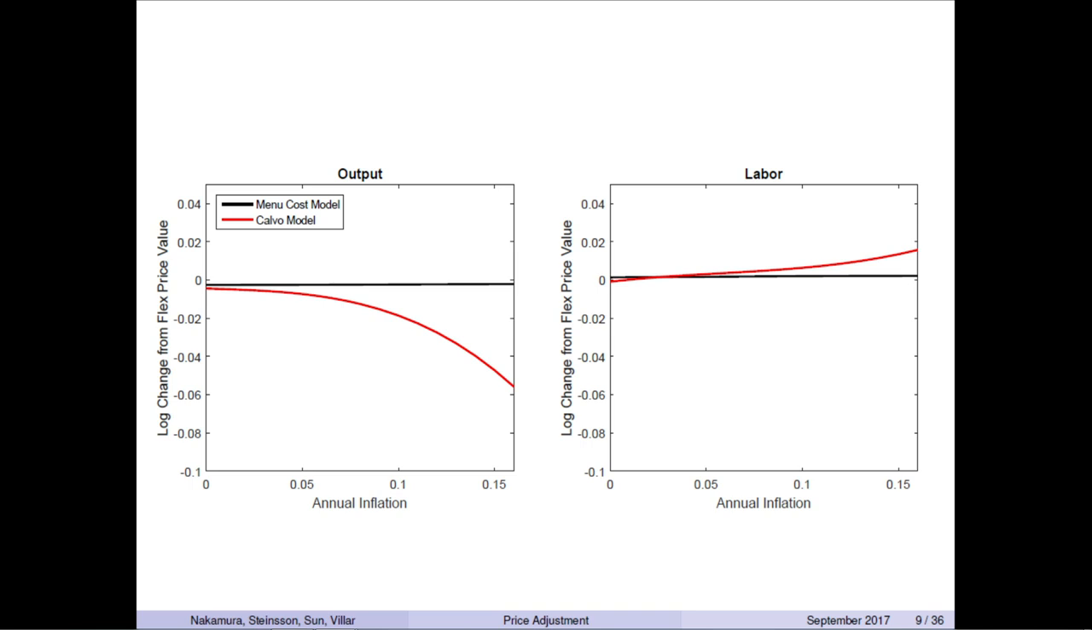So where does that come from? Well, here are pictures of what happens to output and labor. Here I'm choosing theta equals 4, so the less extreme calibration of the Calvo model. And you can see that as steady state inflation rises, in the Calvo model you have a substantial decline in output at higher steady state values of inflation. And at the same time, you have an increase in labor relative to this flexible price benchmark.